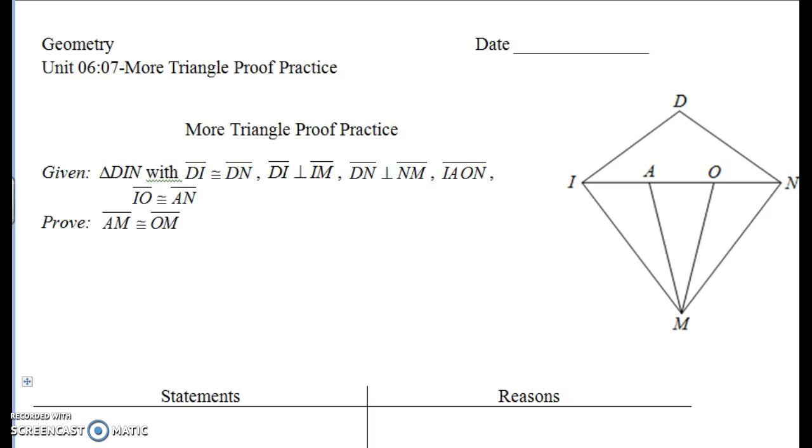This is Geometry Unit 6, Lesson 7, More Triangle Proof Practice. So let's take a look at this proof and see if we can figure out how to prove that AM is congruent to OM. This is a little bit more complicated because we have a lot more givens here, but let's see if we can figure this out anyway.